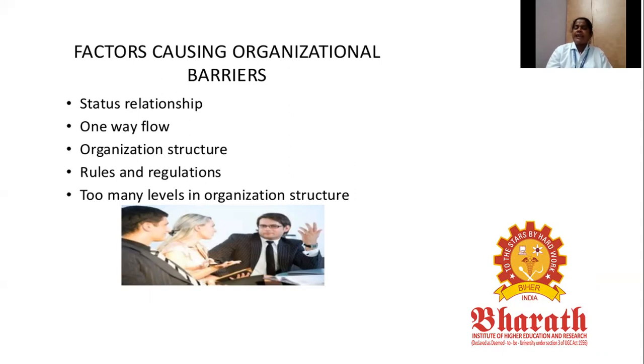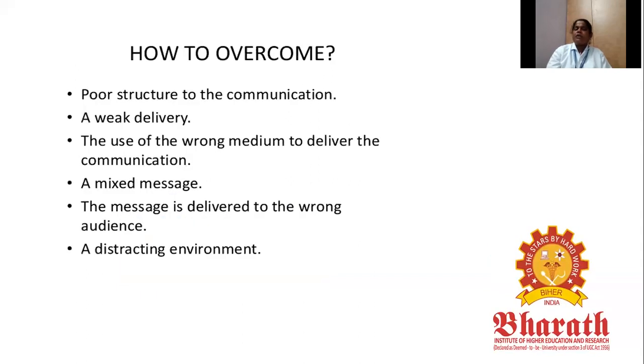It is the status relationship, like 'I am the boss, you are the subordinate,' with partiality and one-way flow. The organizational structure means boss, manager, director, supervisor, and labor leader, with an organization following rules and regulations, and too many levels of organizational structure. So how do we overcome that barrier?